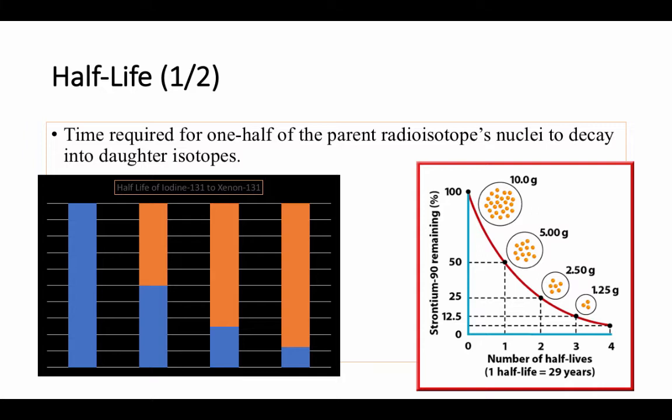And in this case, that went from 10 to 5 grams. After another 29 years, you now have only 2.5 grams, and after another 29 years, you now only have 1.25 grams, and then you can expect on the fourth half-life, you would have half of that 1.25. The rest of the 10-gram sample is now the daughter isotope.